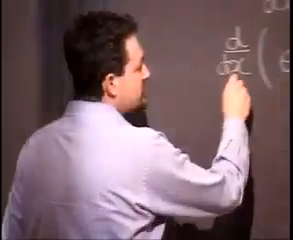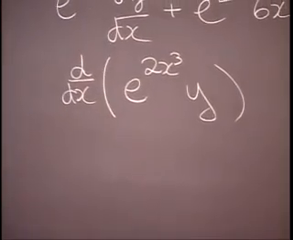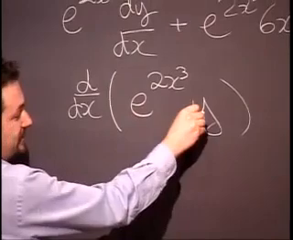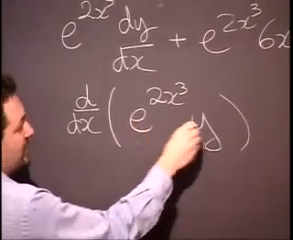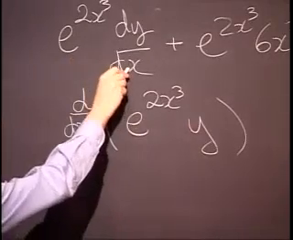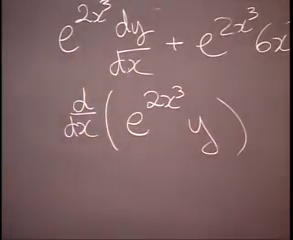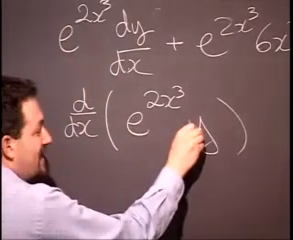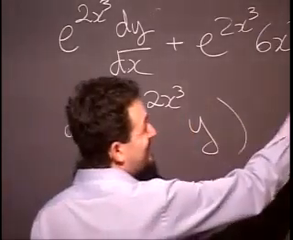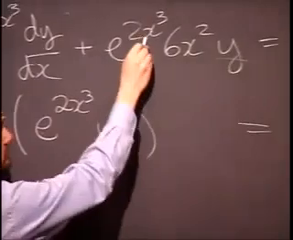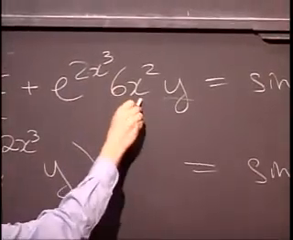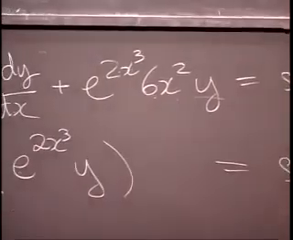How would you differentiate this product? Well, you have to differentiate it implicitly. It's u dv dx. In this case, u is e to the 2x cubed and v is y. So you're going to get e to the 2x cubed dy dx. That's the first term. The other term is y times the derivative of e to the 2x cubed. So that's y, and when you differentiate e to the 2x cubed, you get e to the 2x cubed times the derivative of 2x cubed, which is 6x squared.